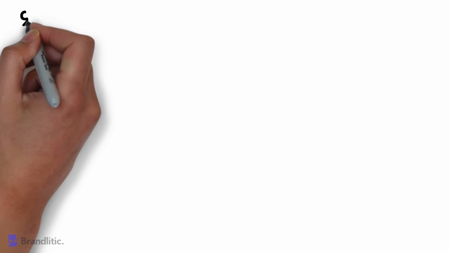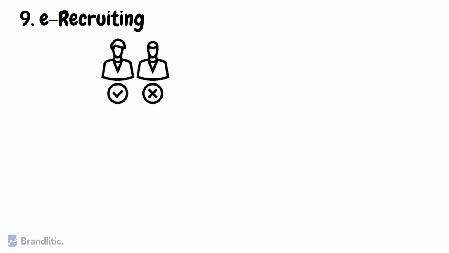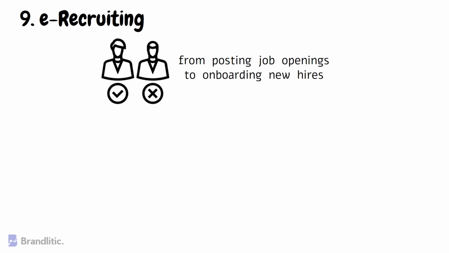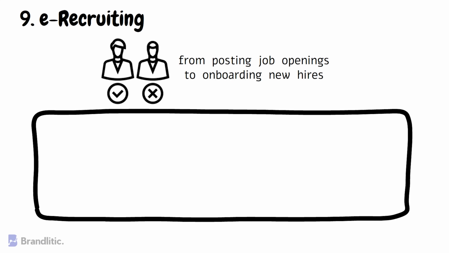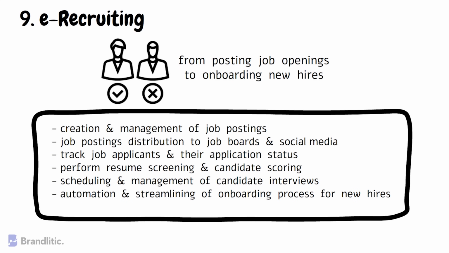Next, number 9, e-recruiting. Now, the e-recruiting submodule in SAP HCM provides tools for managing the recruiting process, right from posting job openings to onboarding new hires. The key features of this submodule are as follows. Creation and management of job postings, job posting distribution to various job boards and social media platforms, tracking job applicants and their application status, perform resume screening and candidate scoring, scheduling and managing of candidate interviews, and finally, automation and streamlining of the onboarding process for new hires.